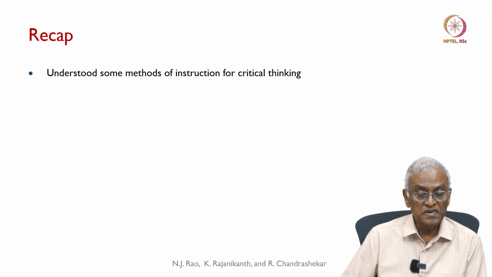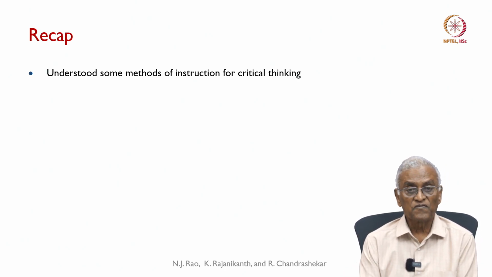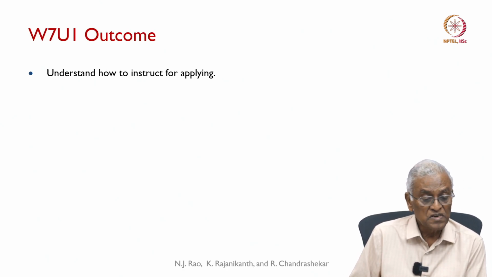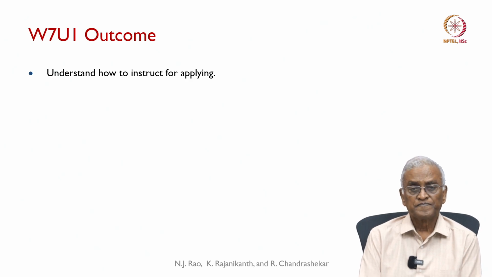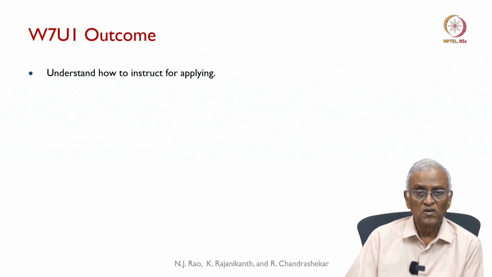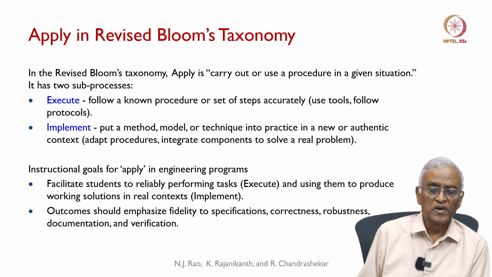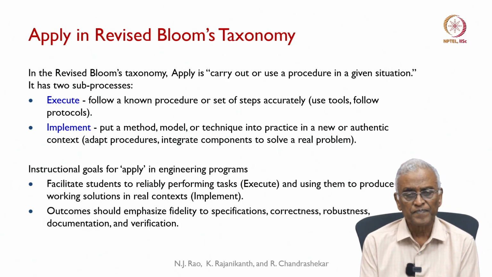In the last unit we understood some methods of instruction for critical thinking, and in this unit we will understand how to instruct for applying. The applying is in the context of revised Bloom's taxonomy, which has 6 cognitive processes, of which the lowest one is remember, then understanding, then applying.